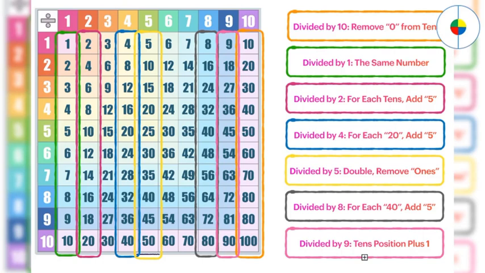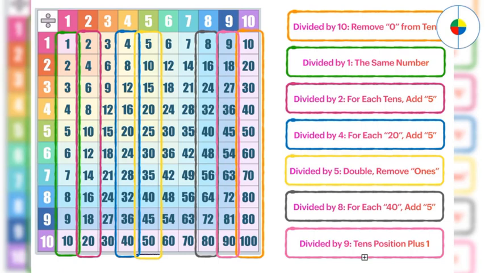Any number divided by 4: for each 20, you add 5. If the number is less than 20, divide by 2 twice. Any number divided by 5: double this number, then remove the ones position. For 35 over 5, 35 plus 35 equals 70, so the result will be 7.